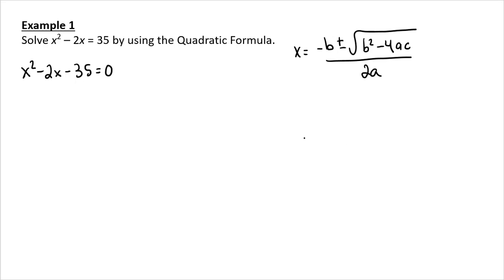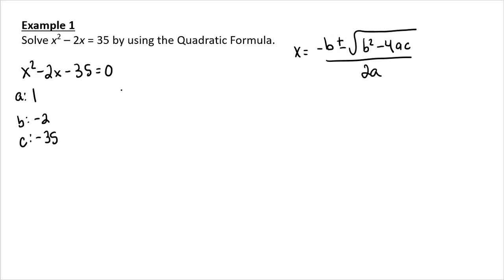So what I start with doing is let's list out our A, B, and C, just so that everybody understands what they are. A is always in front of the x squared term, so that's 1. B is next to the x term, so that's a negative 2. And C is what we call the constant, negative 35. Okay, so now it's just a matter of plugging in.